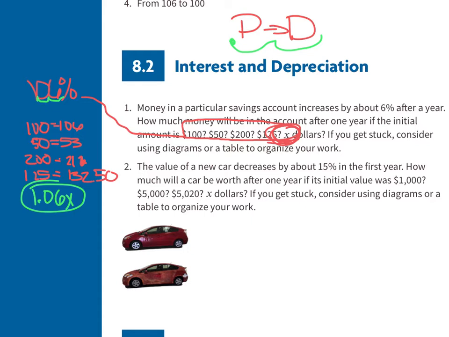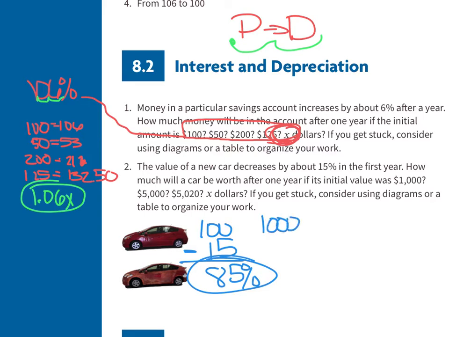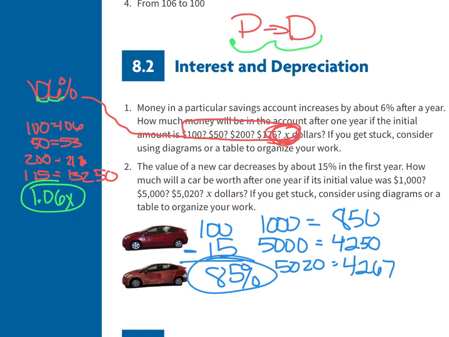So if I go 100% minus 15%, I get 85%. So I'm just going to take all my numbers and multiply them by 85%. 1,000 times 85% is 850. 5,000 times 85% is 4,250. 5,020 times 85% is 4,267.